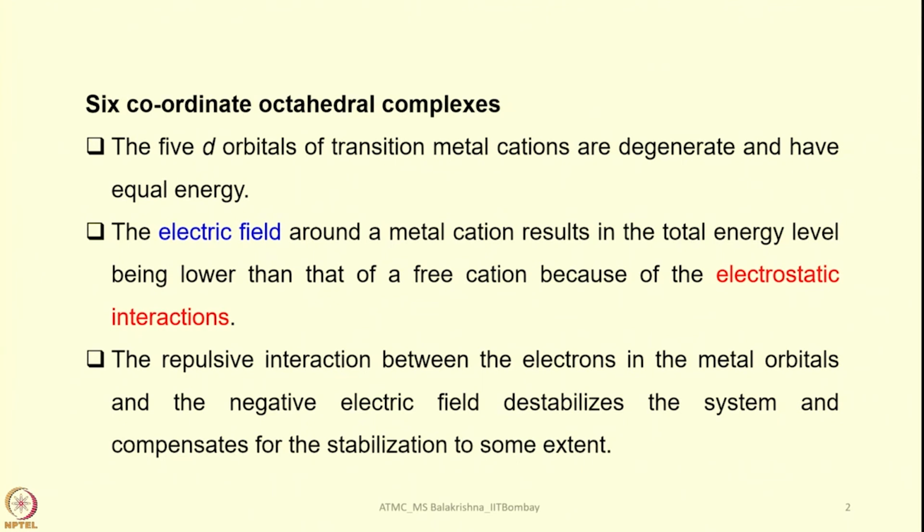If we consider any transition metal complex for that matter, the 5 d orbitals of these cations are degenerate and have equal energy. The electric field around a metal cation results in the total energy level being lower than that of a free cation because of the electrostatic interactions, and there will be some repulsive interactions because ligands are carrying electrons and also metals have electrons. As a result, the negative electric field destabilizes the system and compensates for the stabilization to some extent.